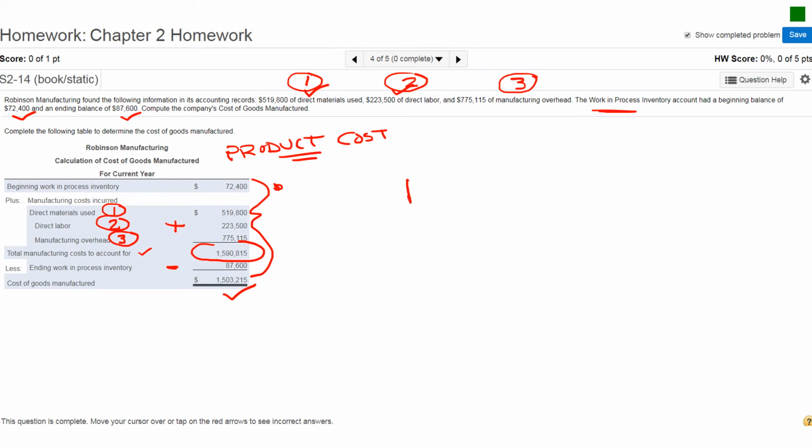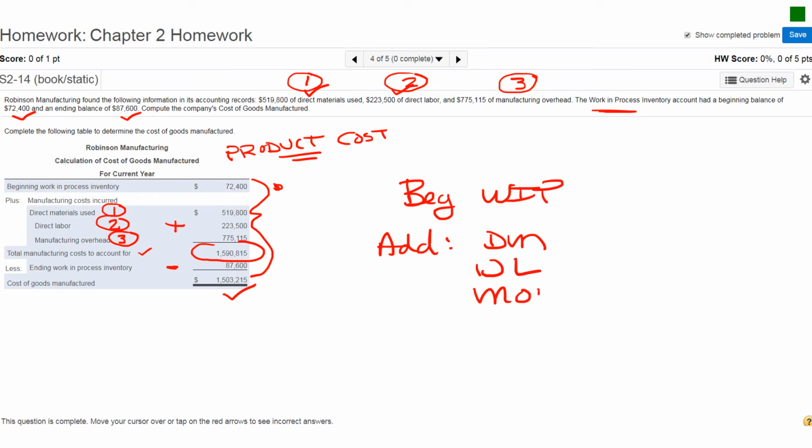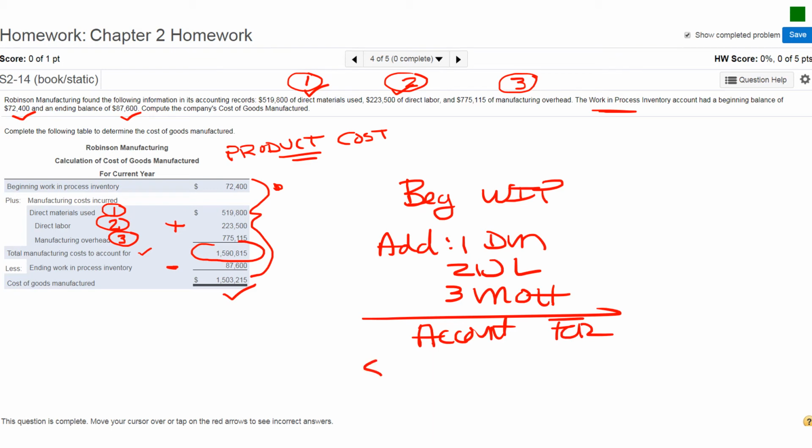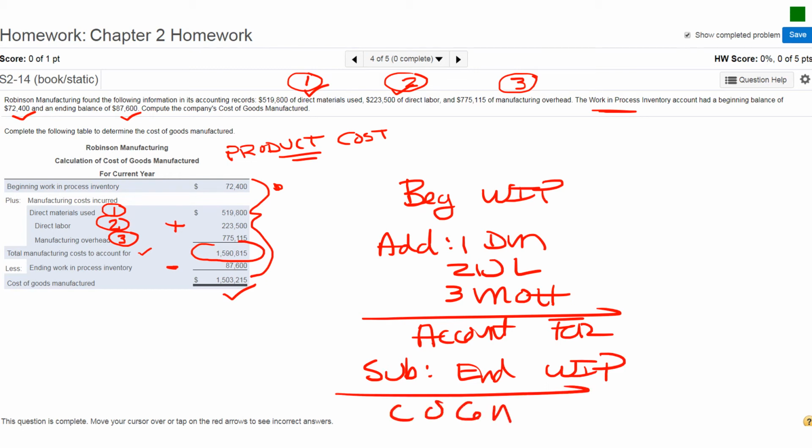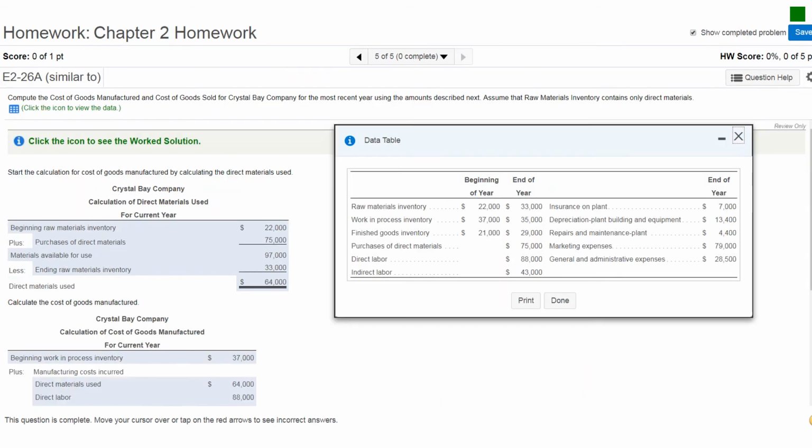So again, I'm going to write this off over the side here. You take your beginning work in process, you add your direct material, your direct labor, your manufacturing overhead. Just think of adding your 3 product costs to beginning WIP. You basically get what they tend to call cost to account for. And then you subtract out your ending work in process, and that's going to give you, I call it your COGM, or your cost of goods manufactured.